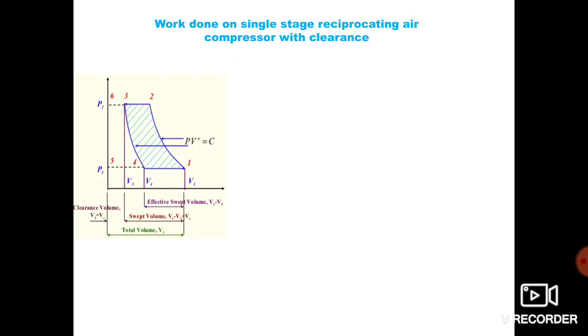Now coming to the work done on single stage reciprocating air compressor with clearance. Now you can see the PV diagram over here showing the different processes along with the clearance volume, and we need to find out the work done on this single stage reciprocating air compressor. This hash portion is the work done.